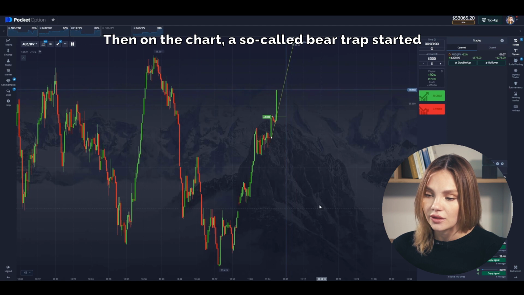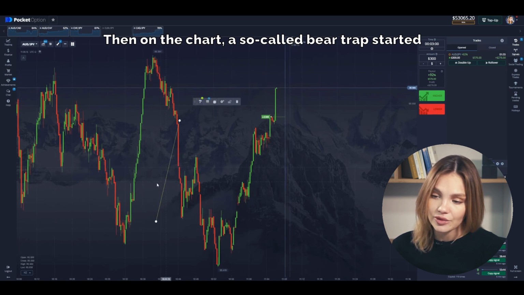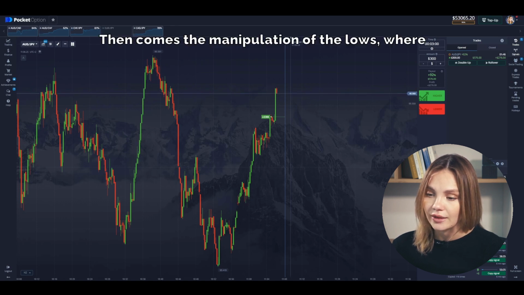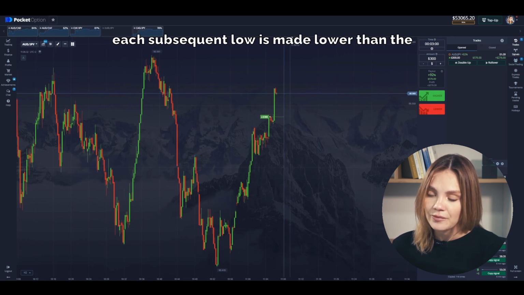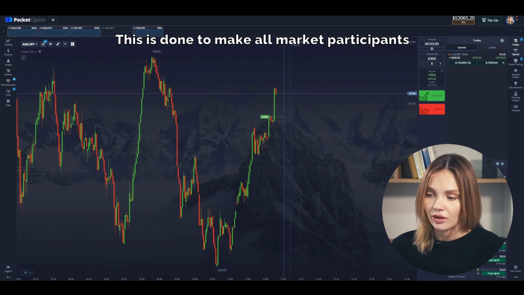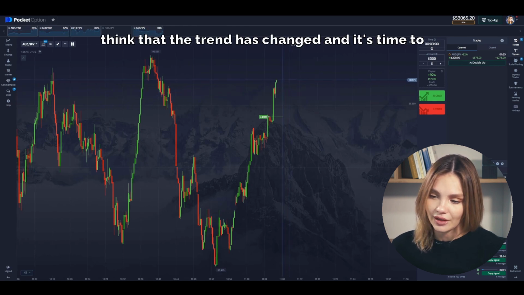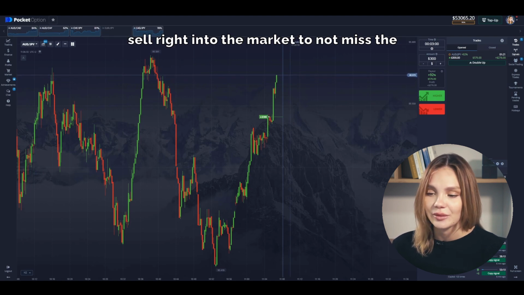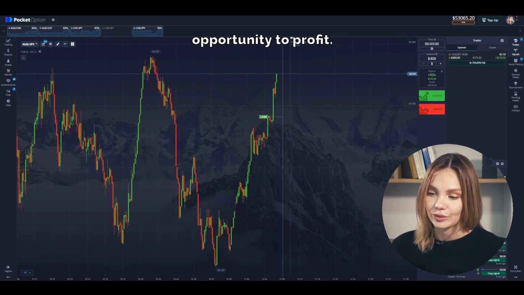Then on the chart, a so-called bear trap started to form. This is when the price appears to be trading in a descending direction. Then comes the manipulation of the lows, where each subsequent low is made lower than the previous one. This is done to make all market participants think that the trend has changed and it's time to sell right into the market to not miss the opportunity to profit.